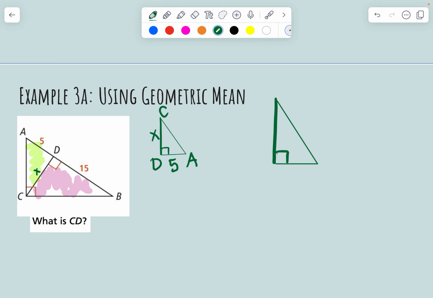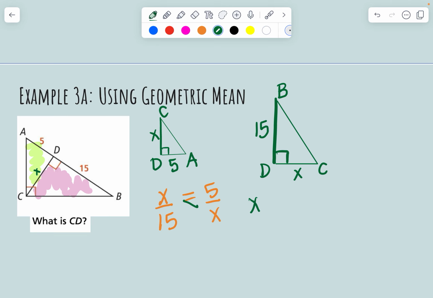My medium triangle, the right angle is at D. My smaller side is from D to C. And my longer side is from C to B. And we know from D to B is 15. And from C to D is X. So now solving this one, again, it's pretty straightforward once we have them drawn. X over 15 equals 5 over X.